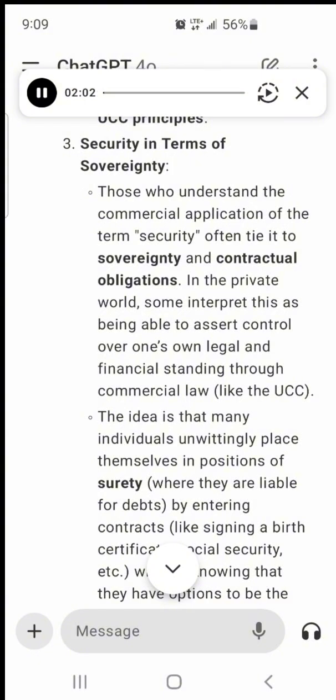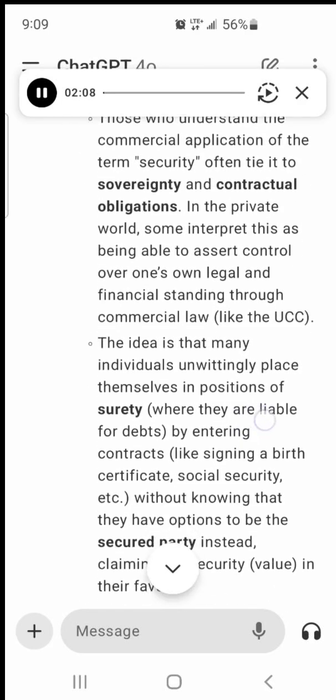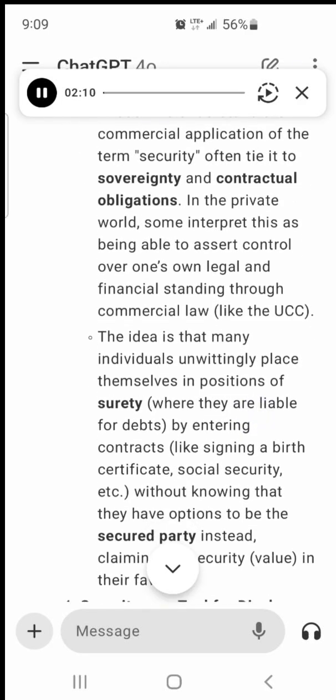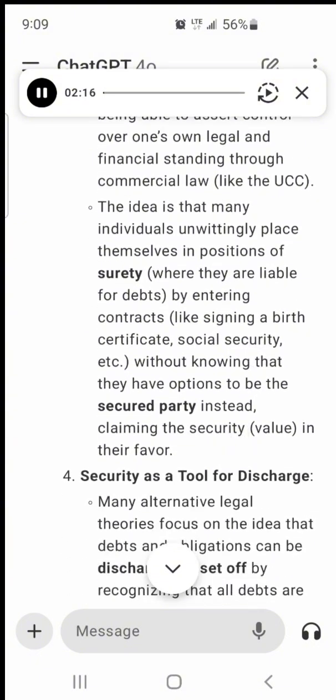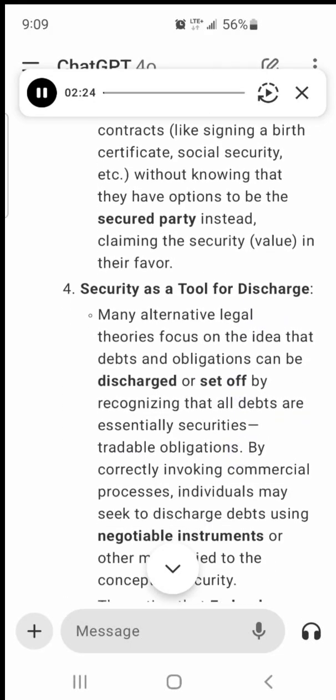In the private world, some interpret this as being able to assert control over one's own legal and financial standing through commercial law, like the UCC. The idea is that many individuals unwittingly place themselves in positions of surety where they are liable for debts, by entering contracts, like signing a birth certificate, social security, etc., without knowing that they have options to be the secured party instead, claiming the security value in their favor.